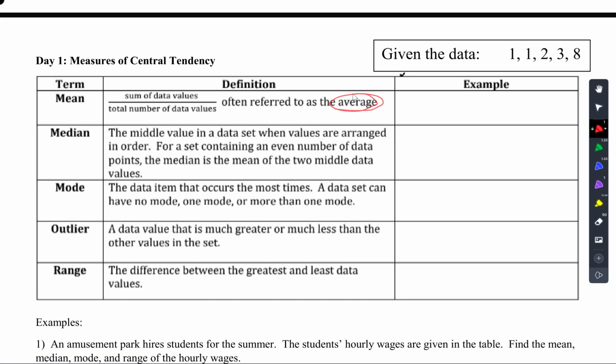What you do is you add up those data points, and then you divide by how many there are. Usually they use the variable n for the number of data points, but there's 5 of them. So you just add them up, divide by 5, and then you get an answer.